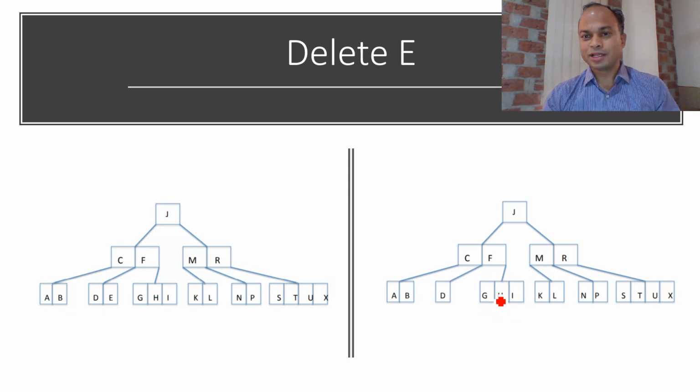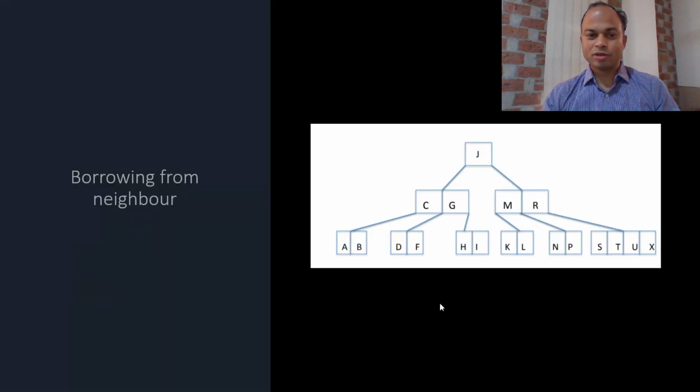The borrow is possible here, and if we borrow from the right neighbor, then G goes above and F goes downward. So we have F here and G goes above. So in this way, we have two keys here. Here we have two keys. Minimum number of keys should be 2. Therefore, the property of the B tree is satisfied.